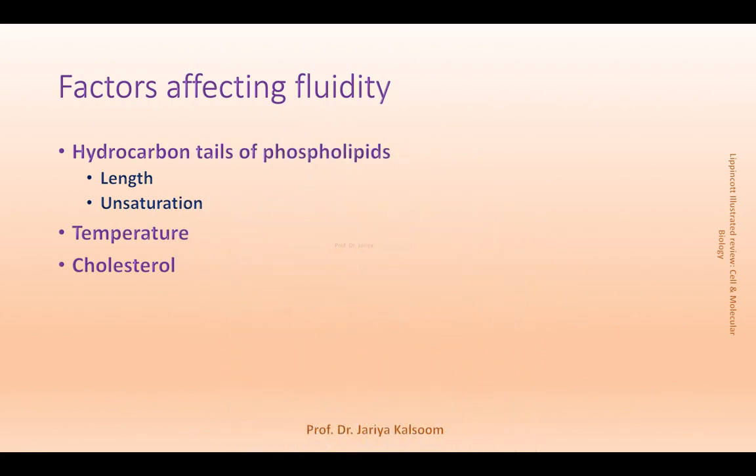The following factors affect the fluidity of the cell membranes. The hydrocarbon tails of phospholipids containing short chains make the cell membrane more fluid. Next is the degree of unsaturation. Kinks that are produced due to the presence of double bonds make it difficult for the tails to pack against one another. The larger the portion of unsaturated fatty acids, the larger is the number of the kinks and more fluid is the membrane.